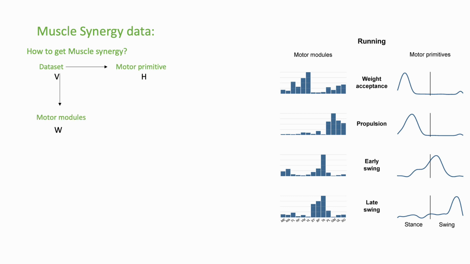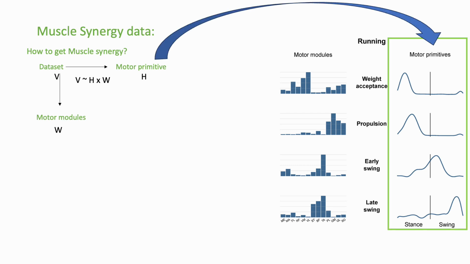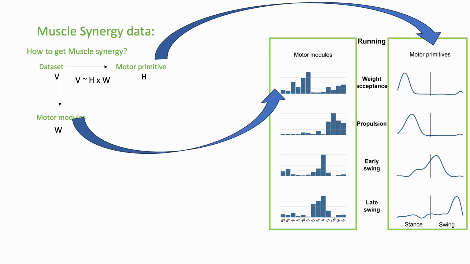For NMF calculation, we can use this formula here, where V is the original data set, which can be reconstructed from H, the motor primitive, which is a time-dependent coefficient of factorization, and W, the motor modules, which is a time-invariant module with muscle weightings. In this figure, we have motor modules, which are time-invariant coefficients, and the motor primitives, which describe the evolution over time of basic activation patterns and represent them with time-dependent curves.